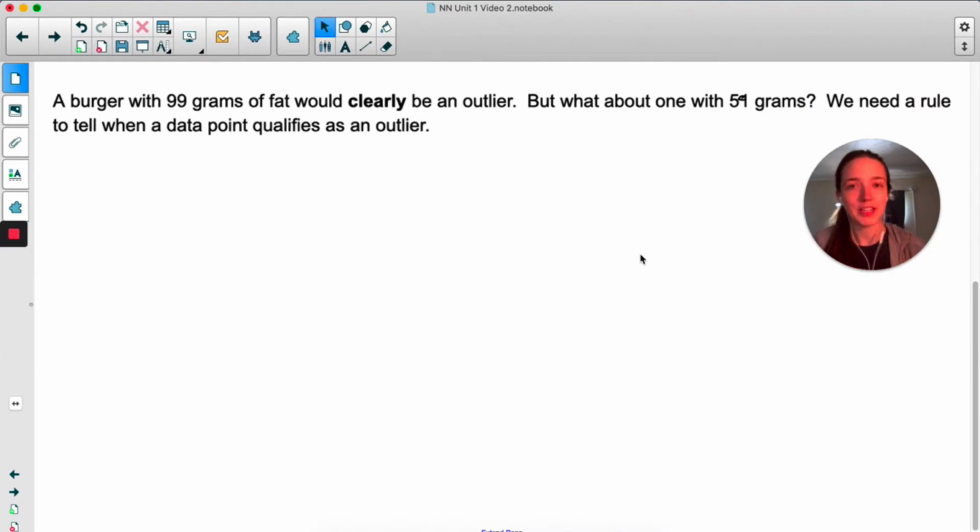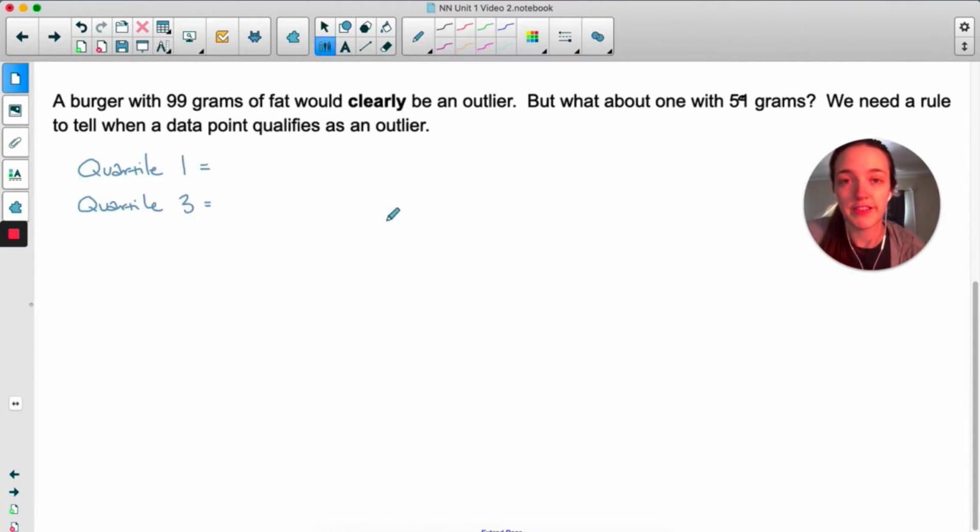Now let's go back to thinking about describing. When we were describing a distribution, one of the things we had to mention was outliers. And in the last video I said, just mention any points that seem strange or that don't fit the pattern. But now we need to figure out, how do we actually tell if a data point is an outlier? The 99 grams, I'm willing to bet, is an outlier. But what about a sandwich that has 59 grams? That's not going to be that far away on the distribution. That might not be an outlier. We need a clear-cut rule for figuring out when a data point is and is not an outlier. So that's what we're going to do next.